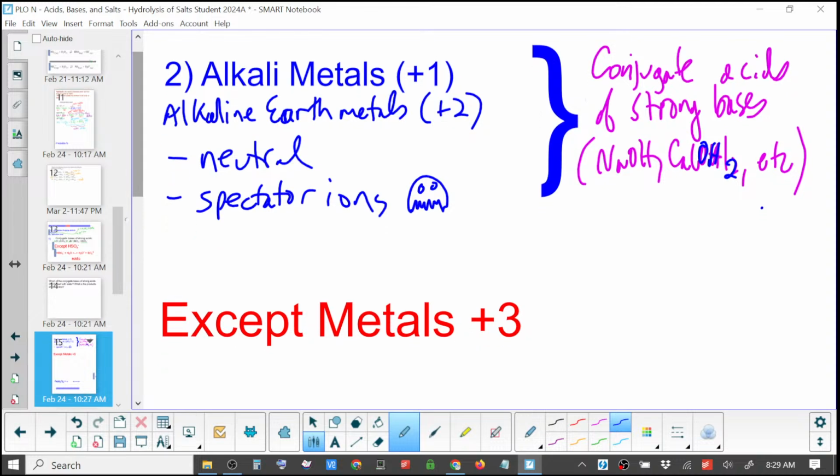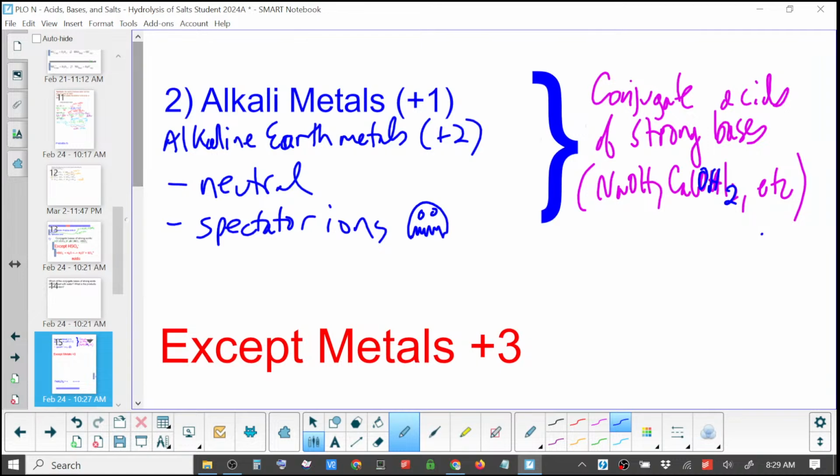And just to introduce the exception. So if you have aluminum hydroxide, Al plus 3, or say iron 3 hydroxide, they'll act as a base, but then they'll act as an acid. Hold it, I should check. Anybody still getting that down?